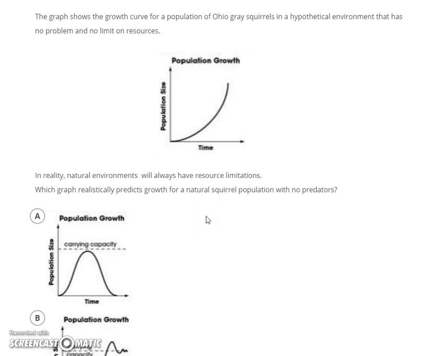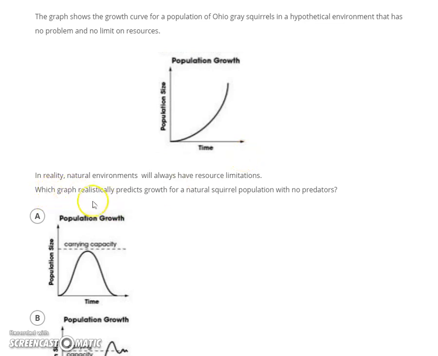Alright, next up. This is a carrying capacity question. Population growth if there were no limitations, unlimited space, unlimited food supply, no sickness, no predators, nothing like that were going to happen. Populations could grow like this. They would grow, and the bigger they got, the faster they'd grow, and they would get steeper and steeper until populations were just booming. In reality, natural environments always have resource limitations.